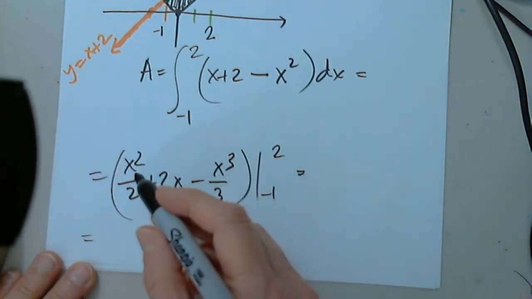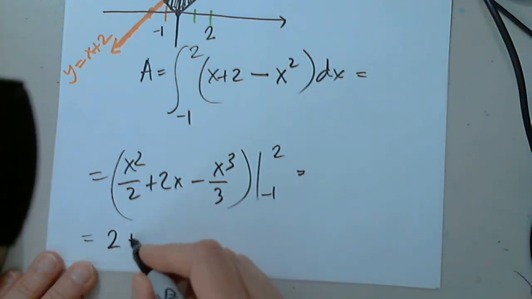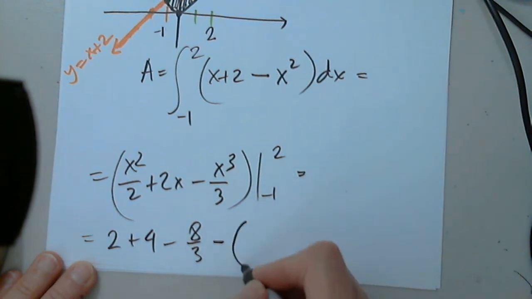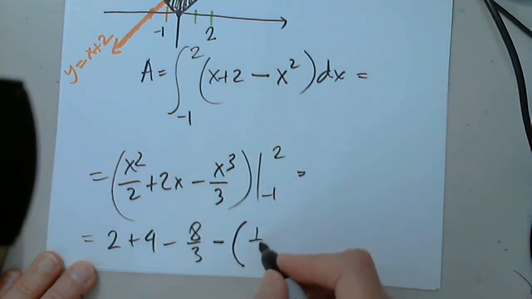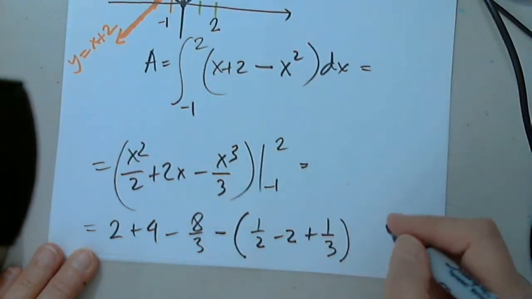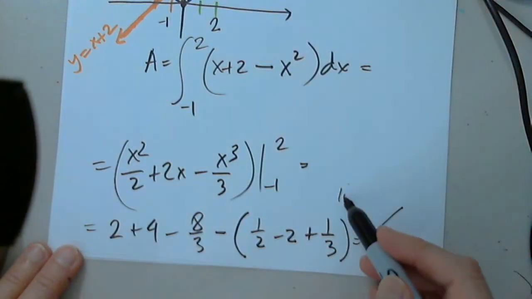It's up to you. So 2 squared over 2, I can say it's 4 over 2, which is 2. And then plus 4. And then minus 8/3. Be very careful now. 1 over 2 minus 2 plus 1 over 3. I'm fine if you just say done. If this is correct, you get 100%.